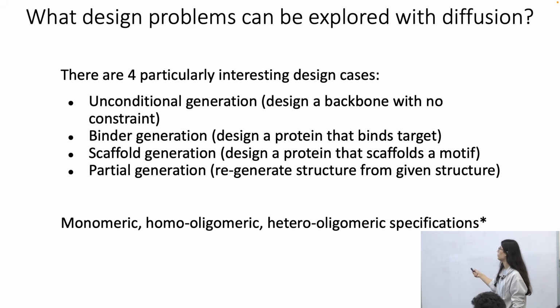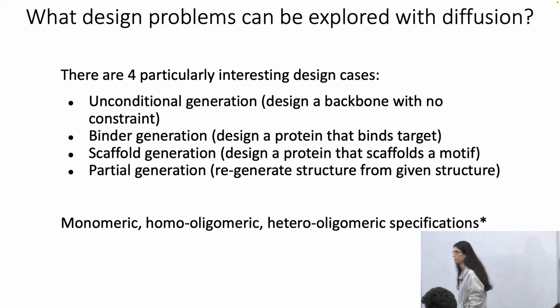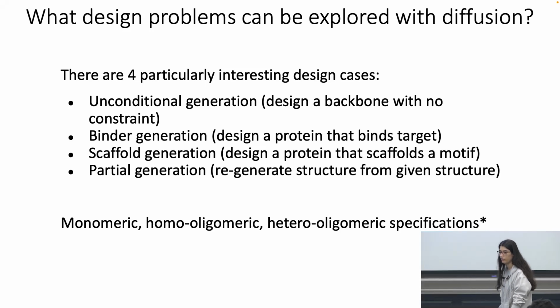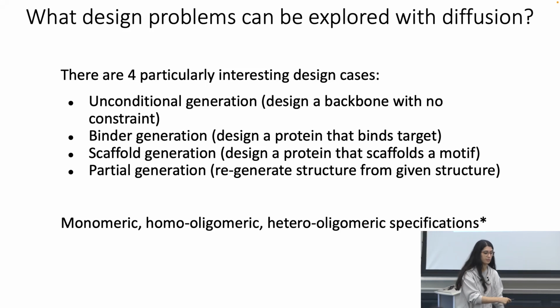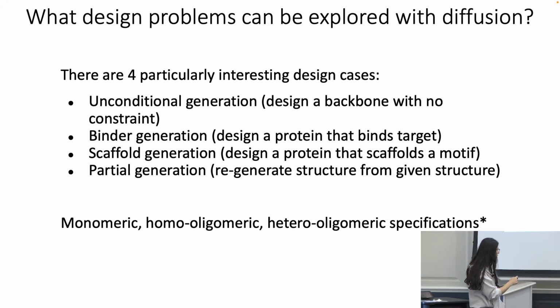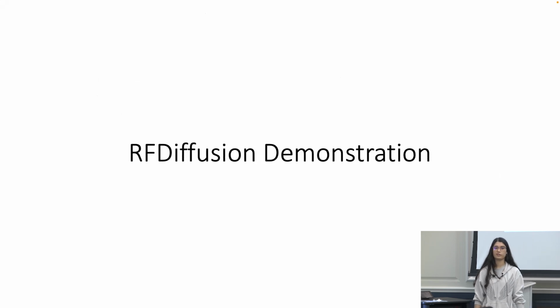All right, and then you can also do this once again with monomeric, homooligomeric, heterooligomeric specifications. So you get to decide what kind of protein it should be in terms of whether it's single chain or multi-chain, and what kind of multi-chain protein. So we're going to get started with the RF diffusion demonstration.